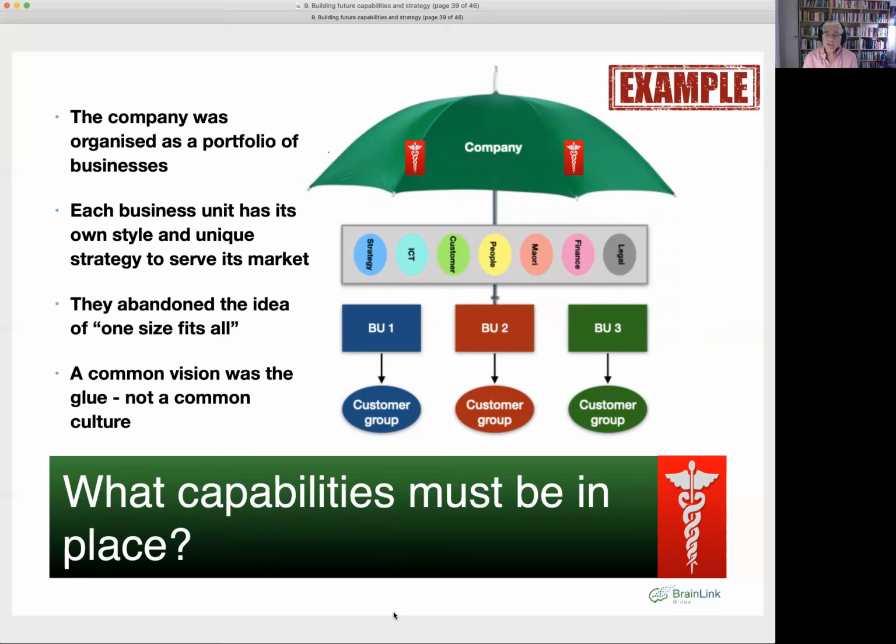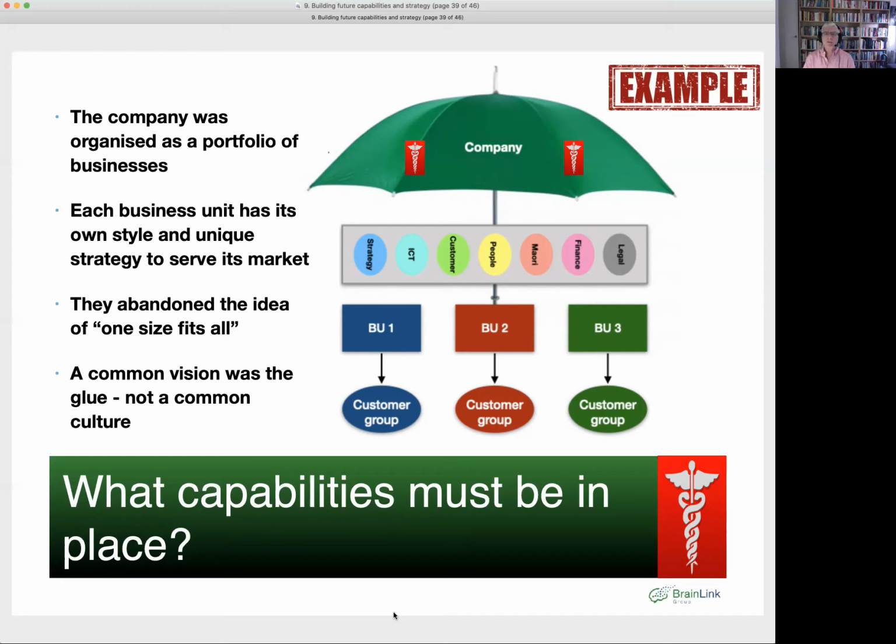Because if your customer needs are different, your strategy needs to be different. And if your strategy needs to be different, you can't have a common way of operating across the whole business. Now, I know this is quite a revolutionary idea, and I don't want to get too far into this because this is a whole new subject. But essentially what this company did is they gave away the idea of one size fits all.